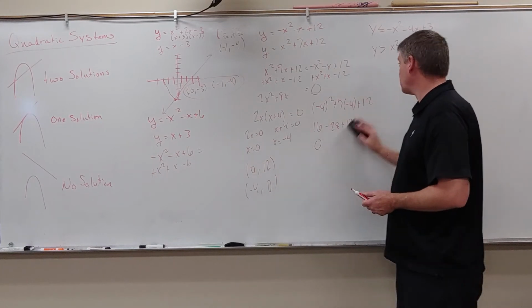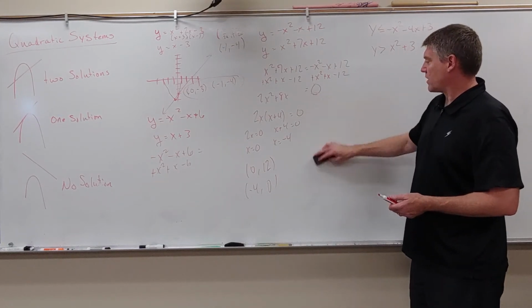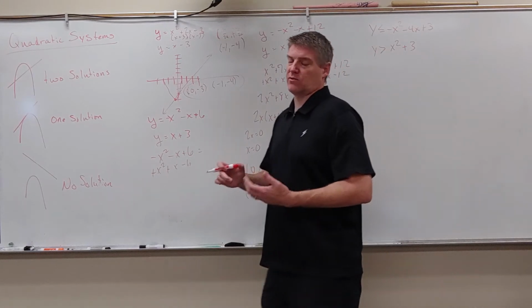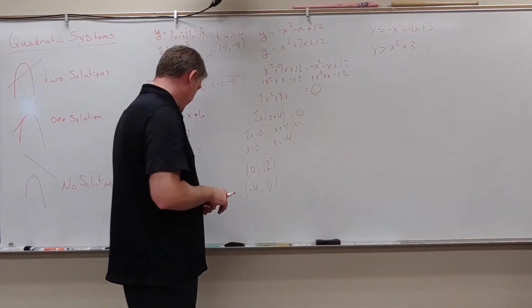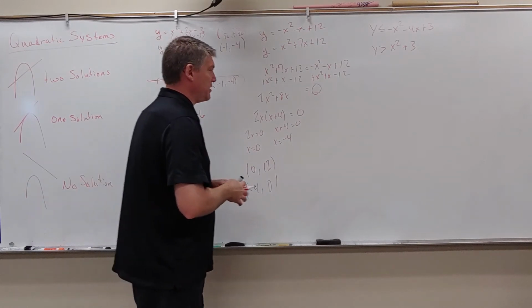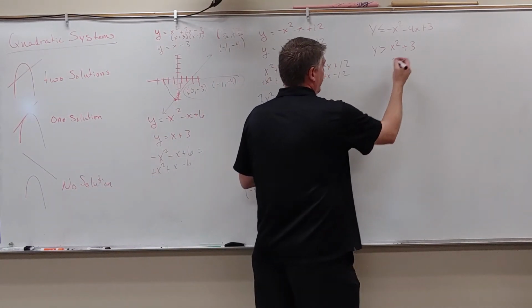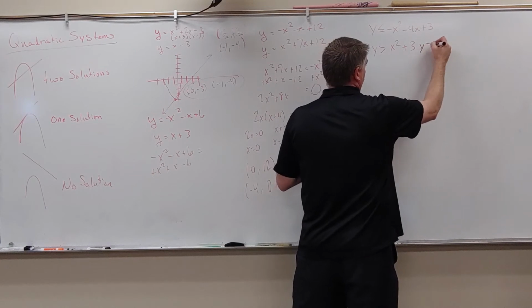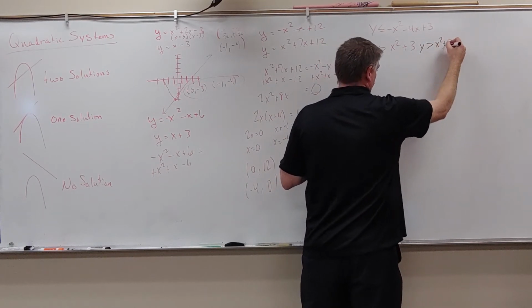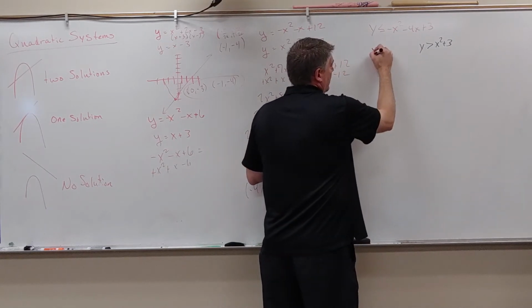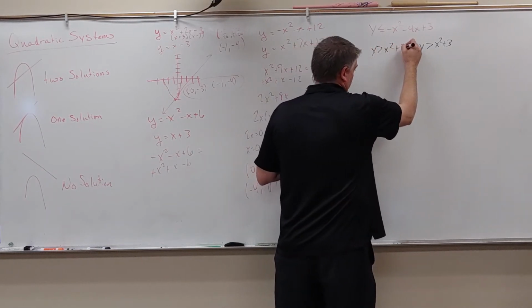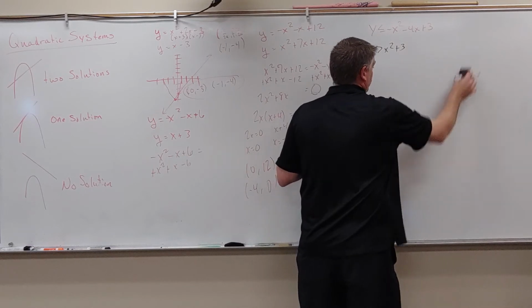Okay. The last one we're going to do is what happens if we have inequalities. Well, inequalities we do have to graph. So I'm going to rewrite this one in black: y is greater than x squared plus 3. That way I can have two colors here, and you can see which one is which.